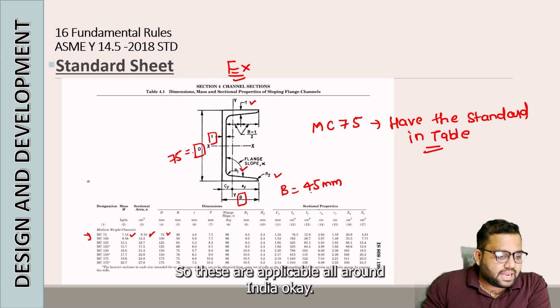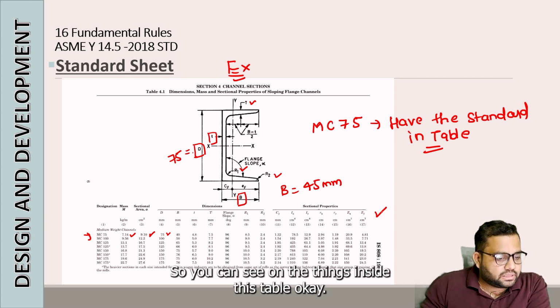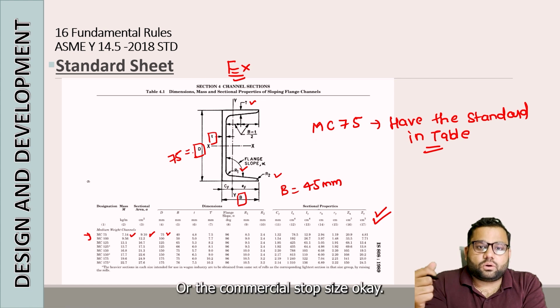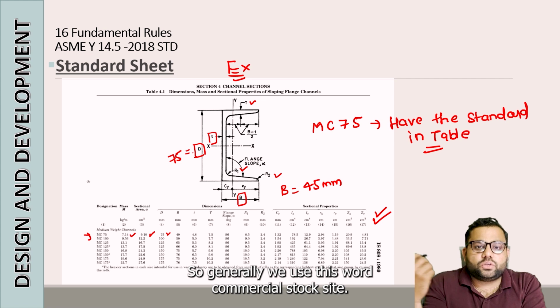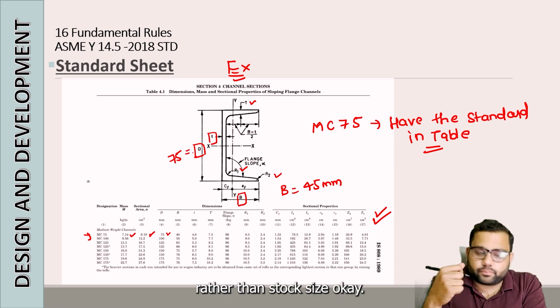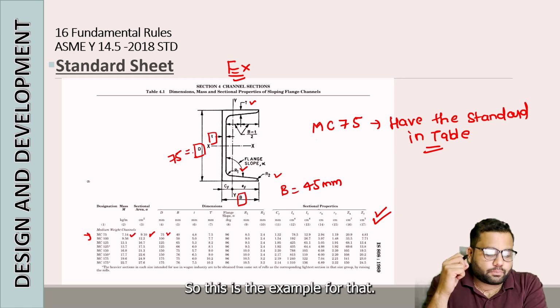So these are applicable all around India. You can see all the things inside this table. This is called the standard stock size, or the commercial stock size. Generally we use the word commercial stock size rather than stock size. So this is the example for that.